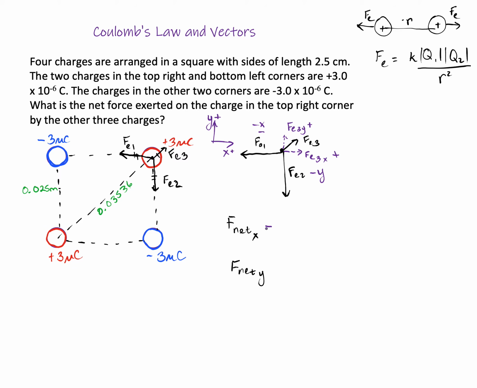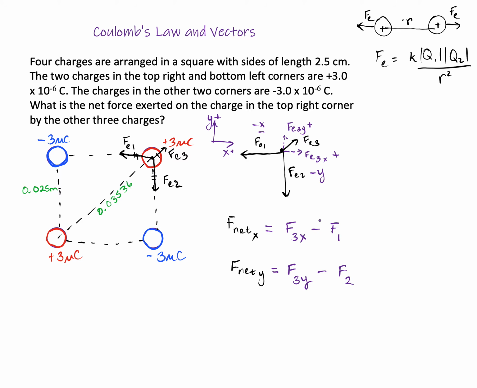Now what I need to do is sum up only the x part. So I'll go ahead and put the positive one first. I'm just going to take away the E for now. So F3 in the x minus F1, and I don't have to write the x subscript because it's all in the x, and that equals the net force in the x. Net force in the y, we have F3 in the y minus F2.